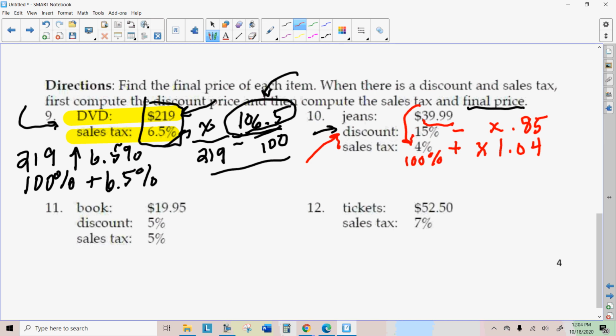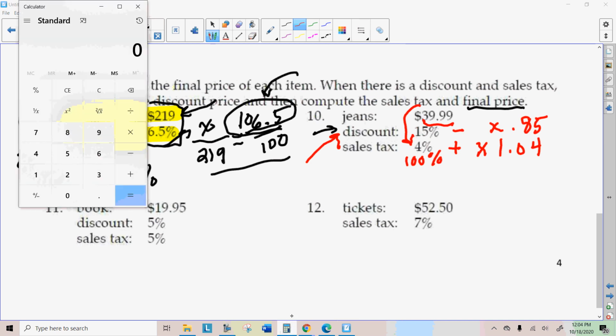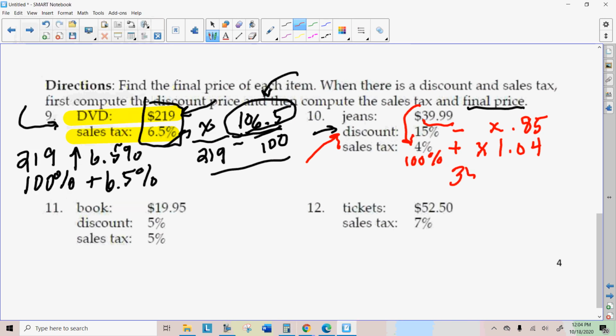So here's how I would do this price. I would take my $39.99 times 0.85. That's going to give me my 15% off. I get that answer. And then to add 4% sales tax, I'm going to multiply by 1.04. And I'll round it to the nearest cent. That's $35.35. All right, so you guys try one here.